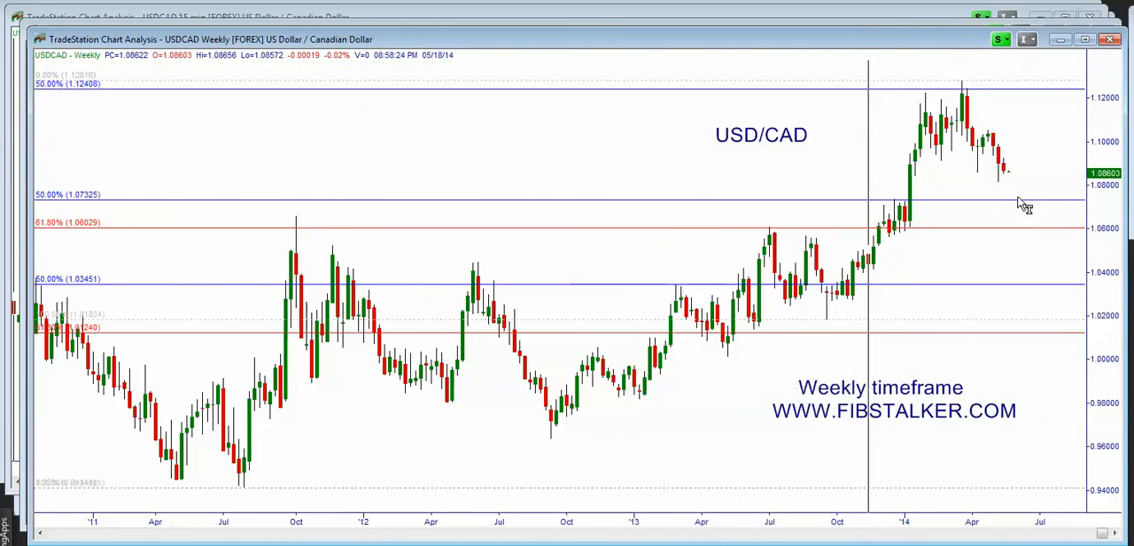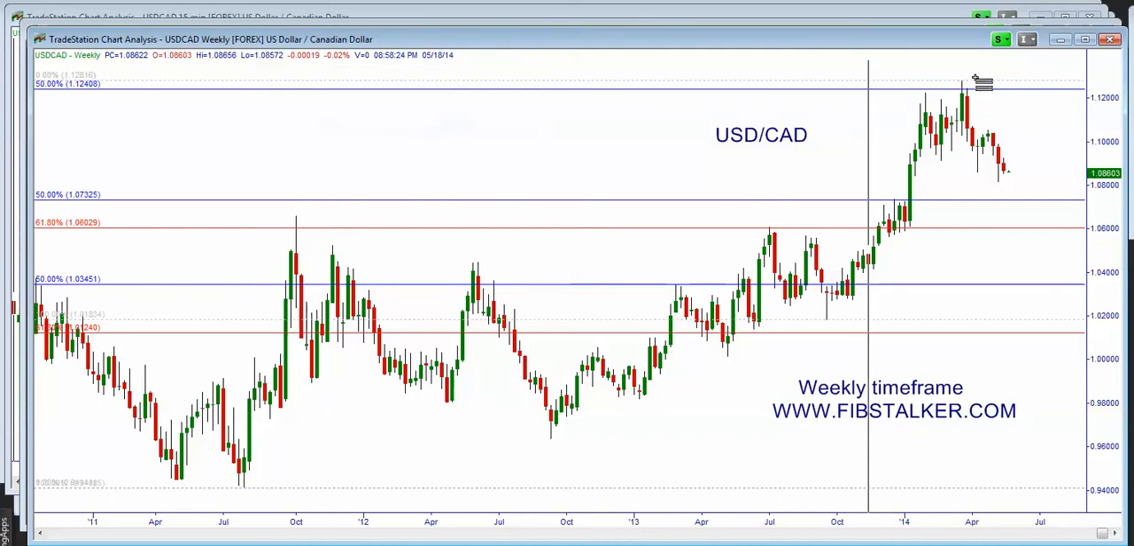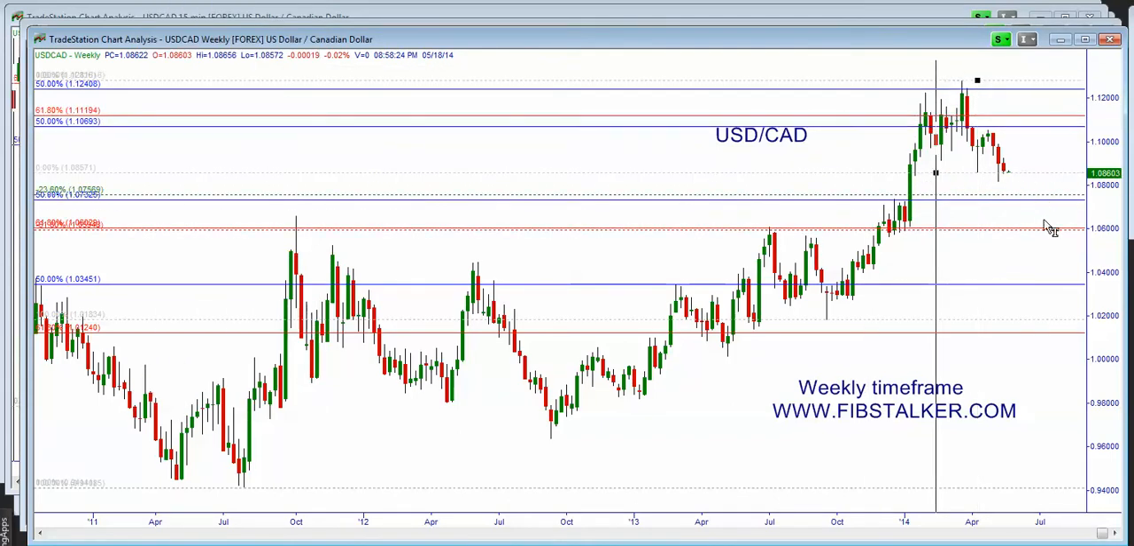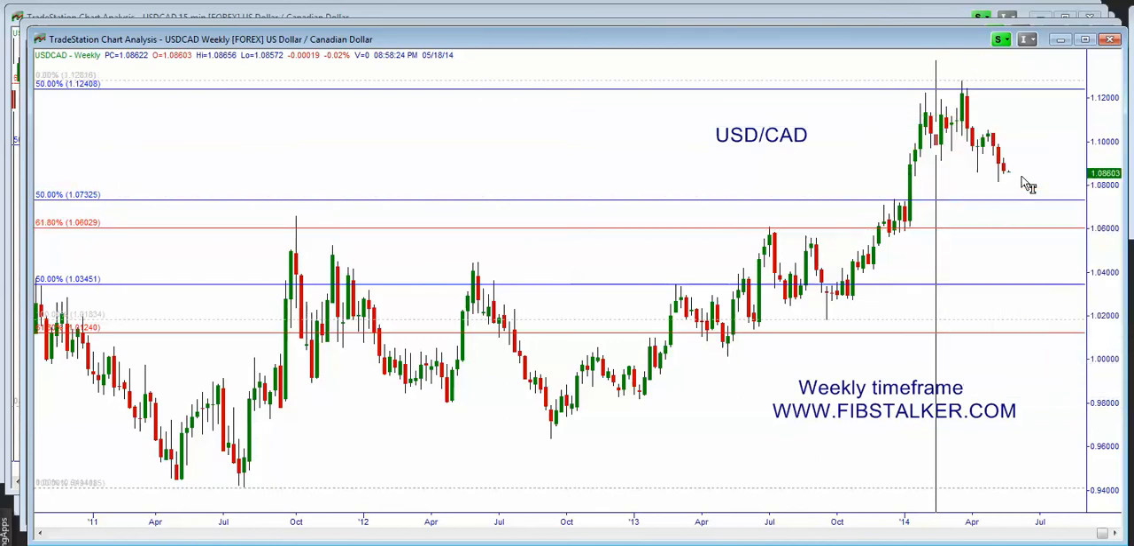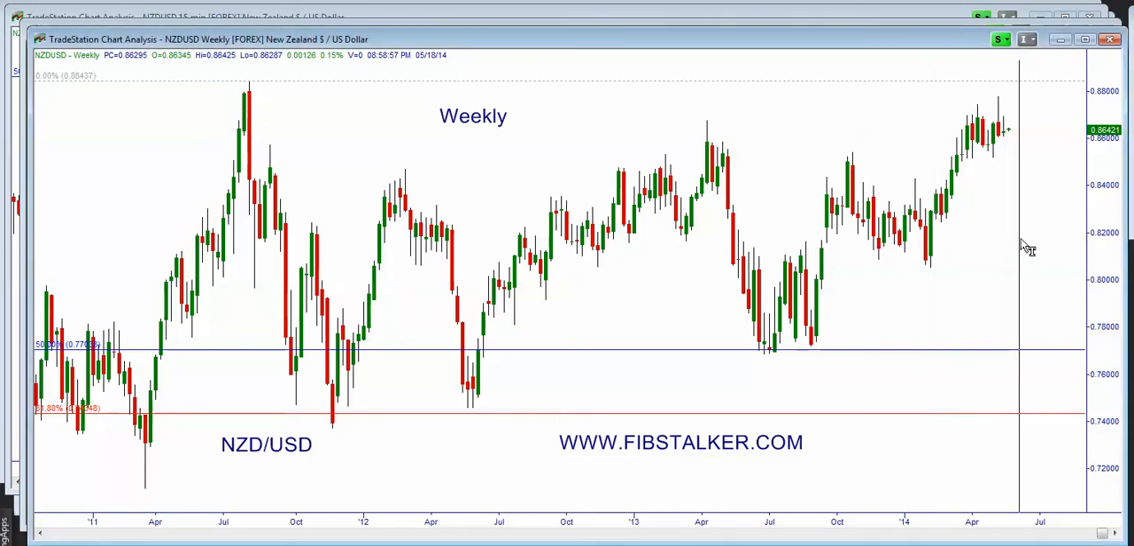And actually, if the sequence of measure move fails, this could also be a good opportunity to get long into the next measure move before we get that dead cat bounce I'm anticipating here. The New Zealand dollar versus the US dollar has been quite an interesting market.